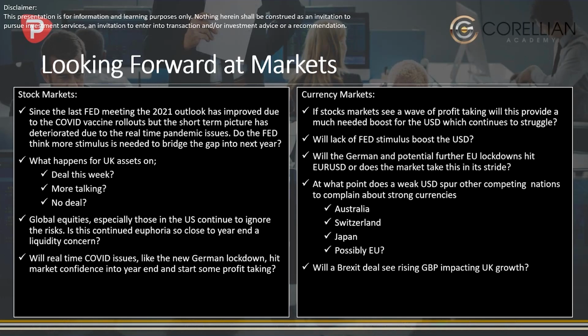Real-time COVID issues. I think these lockdowns are going to make a difference. What the lockdowns do is hit the psyche of the consumer. The consumer is fed up with being locked down. They can't do what they want to do. They can't go out, and that affects their whole attitude towards things. Also, some of their friends are losing their jobs, and you get a breakdown in consumer confidence, a breakdown in spending.